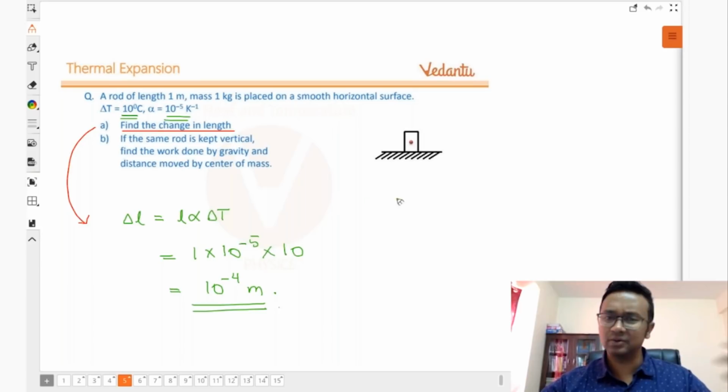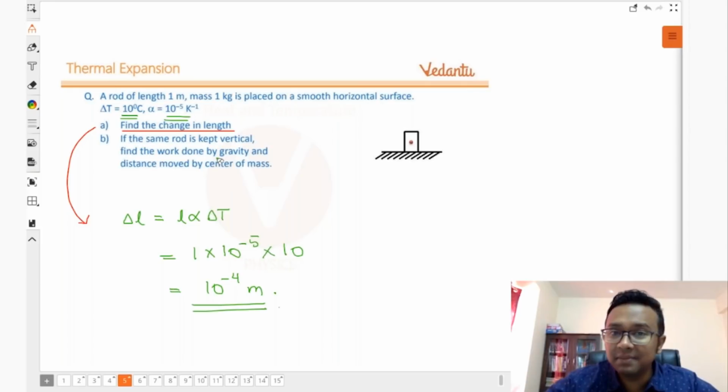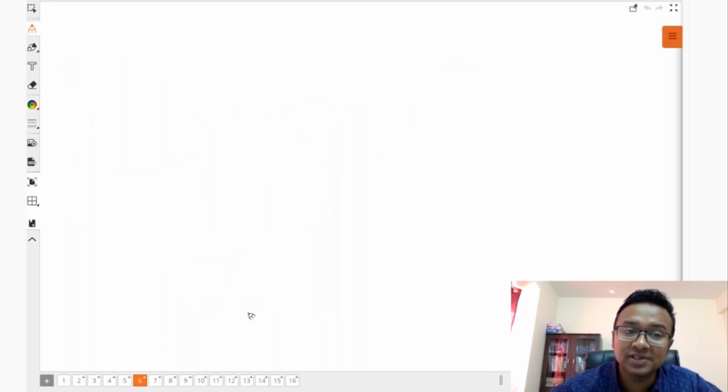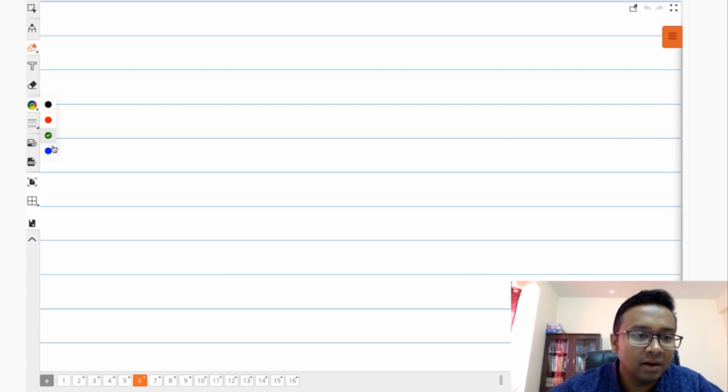The second one is also kind of easy. They are saying if the rod is kept vertical, find the work done by gravity and the distance moved by the center of mass. So work done by gravity is going to be nothing but the mg force into the distance moved by the center of mass. So the first thing that we are going to look at is by how much distance the center of mass is going to move up. Now let us just have a quick solution to that.